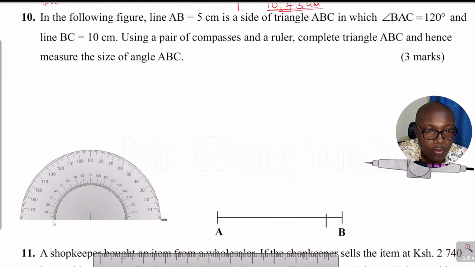Question 10. In the following figure, line AB is equal to 5 centimeters, a side of triangle ABC in which angle BAC is equal to 120 degrees and line BC is equal to 10 centimeters. Using a pair of compasses and a ruler, complete triangle ABC and hence measure the size of angle ABC. So that is the question.